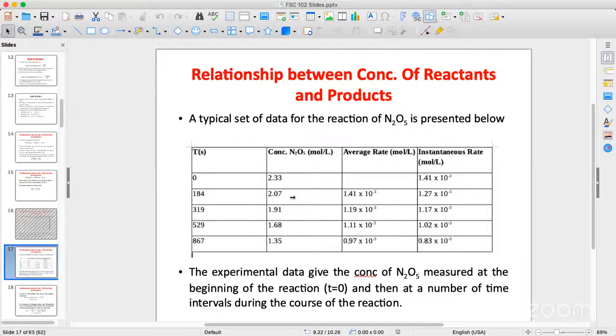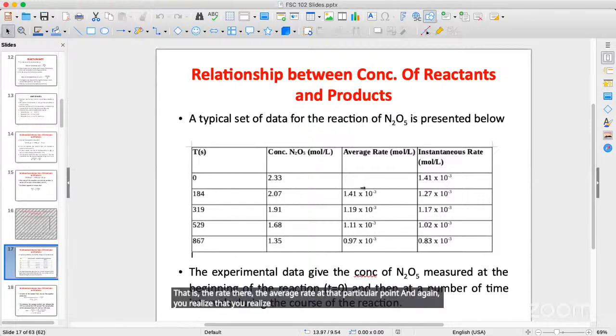Then you go to 319 and do the same thing. That is the average rate at that particular point. And again, you will realize that the average rate decreases. When you get to the second point, which is 319, you still start from your 0. You subtract 2.33 from 1.91 and divide by 319 to give you the average rate.